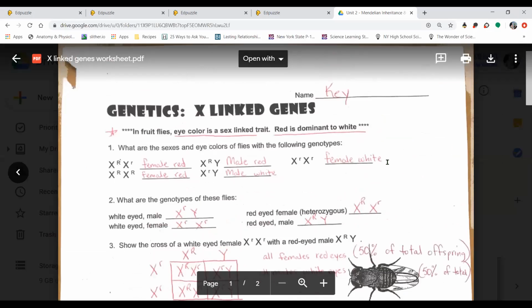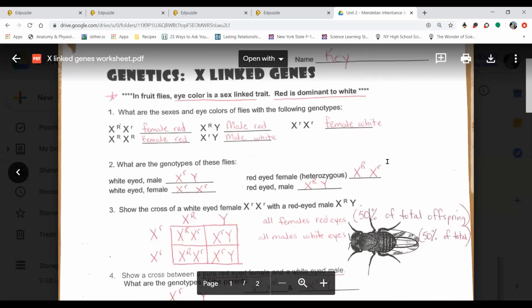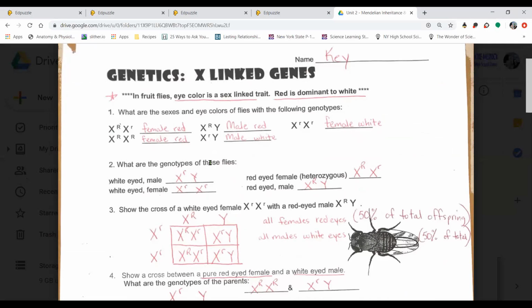Okay, so the first question is just asking you to practice with the genotype notation. They gave you the genotype and you have to interpret the proper phenotype. First thing you do is interpret the combination of sex chromosomes. If there's two X's, it's a female. If it's an X and a Y, it's a male.